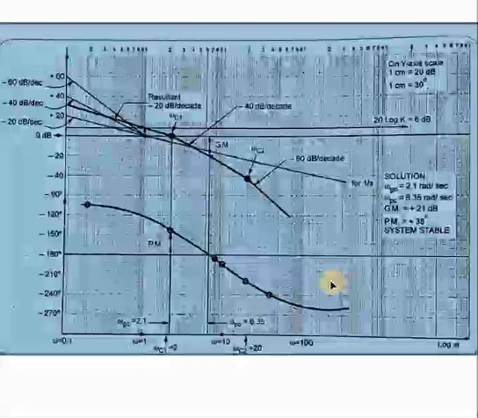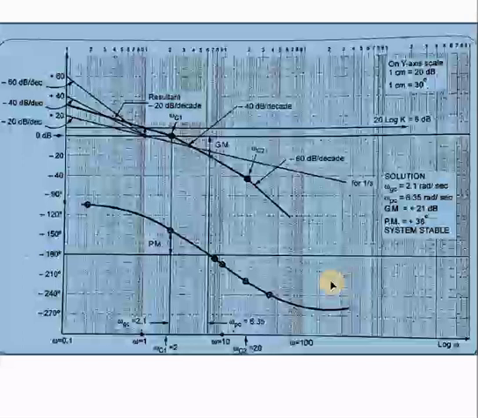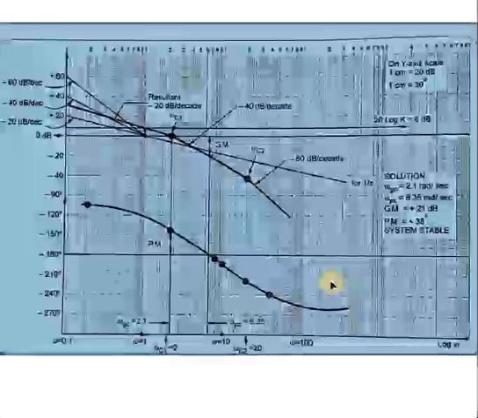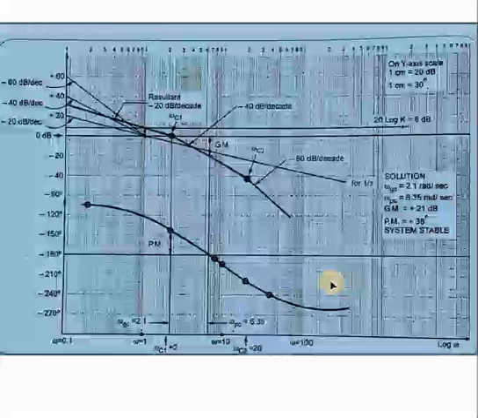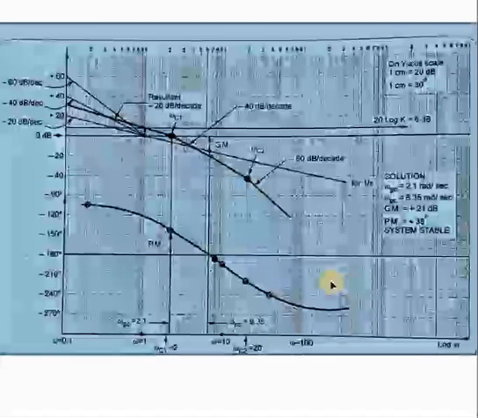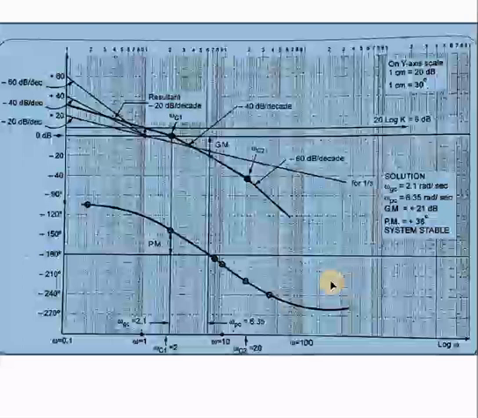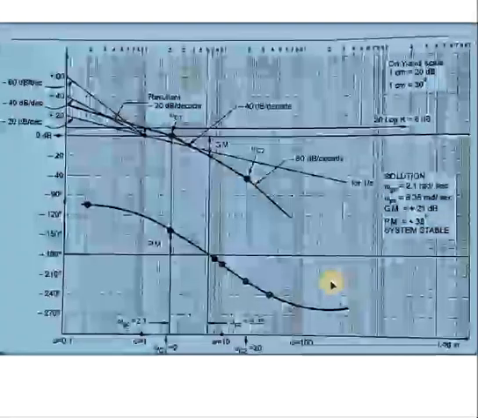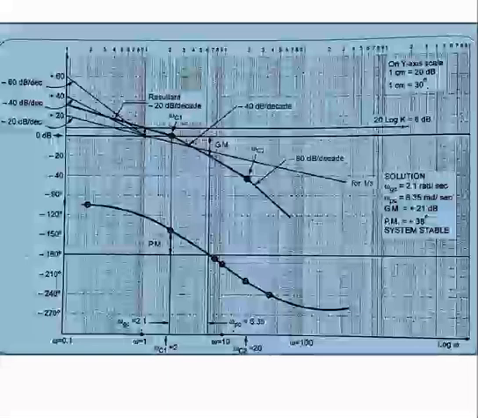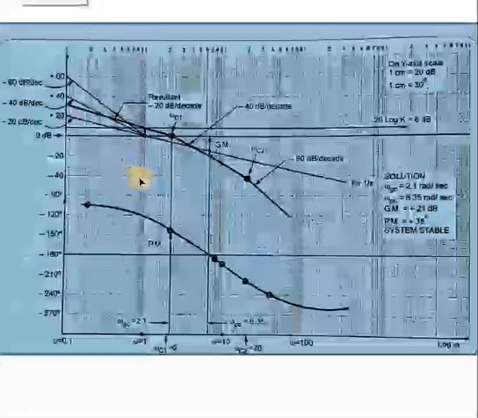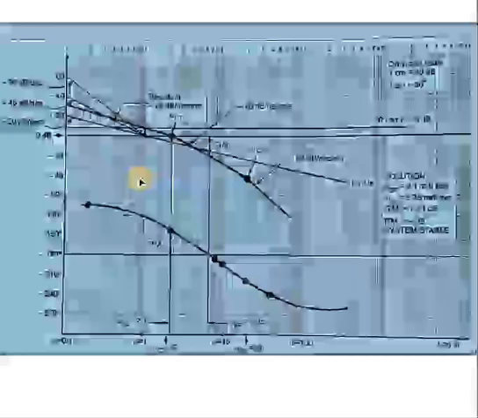Okay, so after completion of this plot, it is necessary to find out the gain margin value, the phase margin value, and the gain crossover frequency and phase crossover frequency, that is omega GC and omega PC. So here first we'll try to identify the gain margin value.